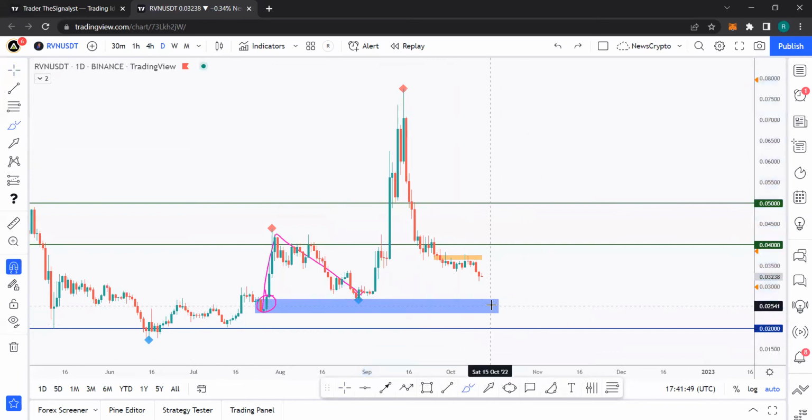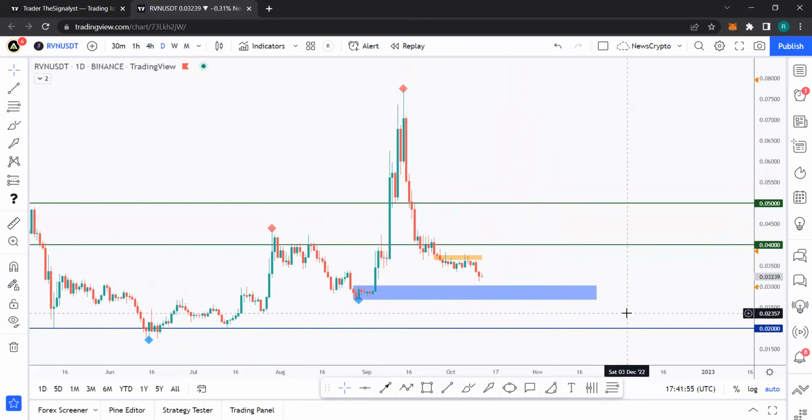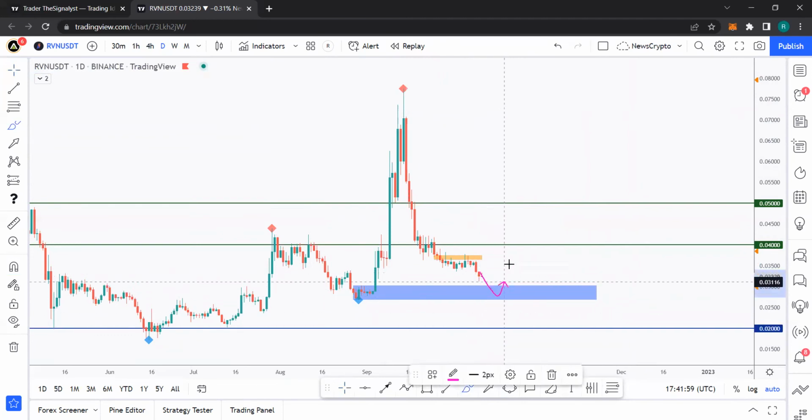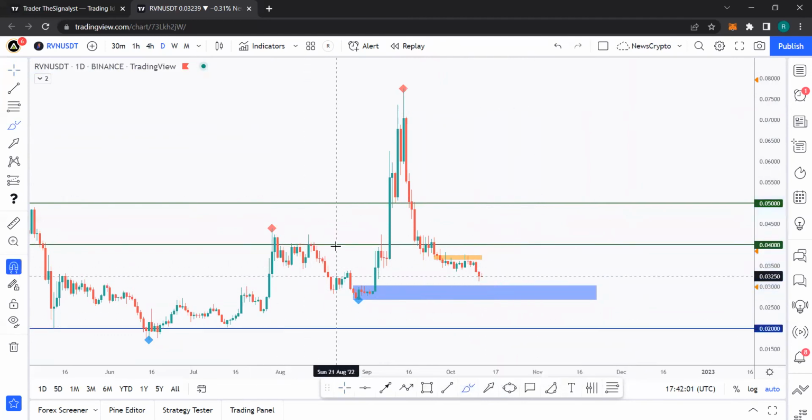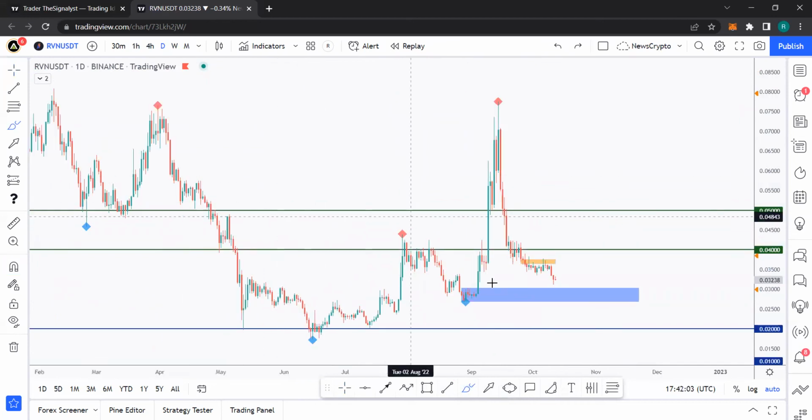Okay, we're applying the same logic now. We have an aggressive movement upward from here. That's why this is a demand zone. So as price retests it, we'll be looking for buy setups. Okay, that's it for the demand.